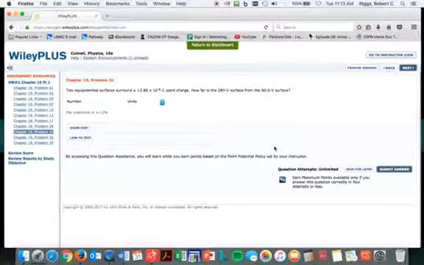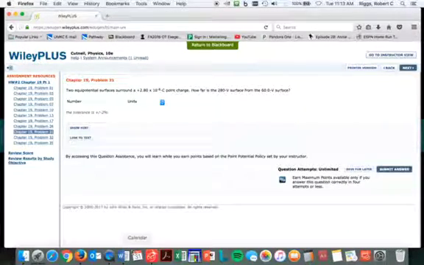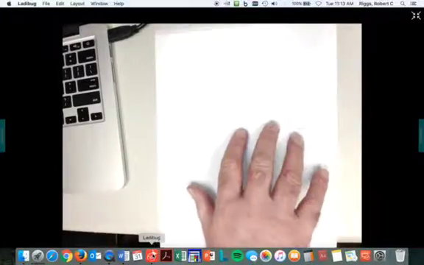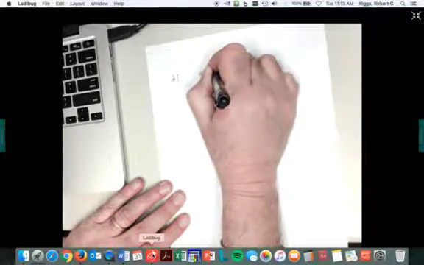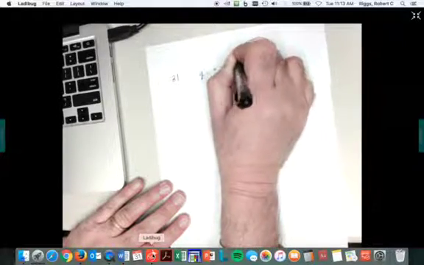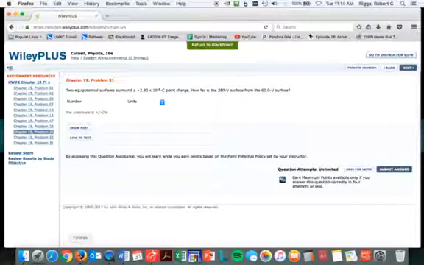Okay, we've got two equipotential surfaces surrounding a 2.8 times 10 to the negative 8 coulomb point charge. How far is the 280 volt surface from the 60 volt surface? Let's take a look at the picture, and at the 2.8 times 10 to the negative 8 once more. On problem 31, Q is equal to positive 2.8 times 10 to the negative 8 coulombs, V1 is equal to 280 volts, and V2 is equal to 60 volts.